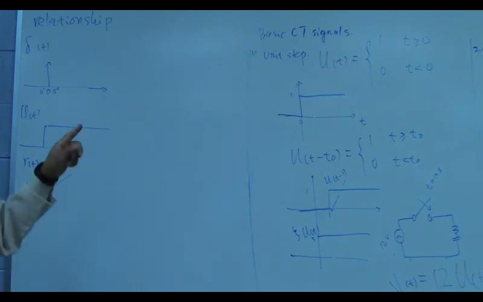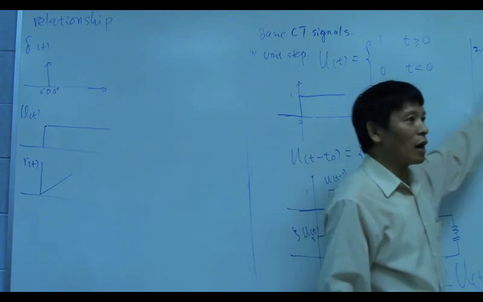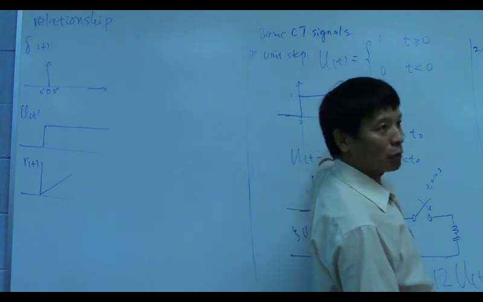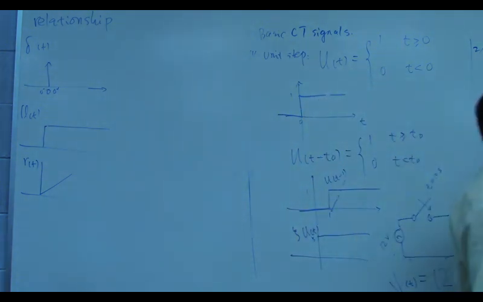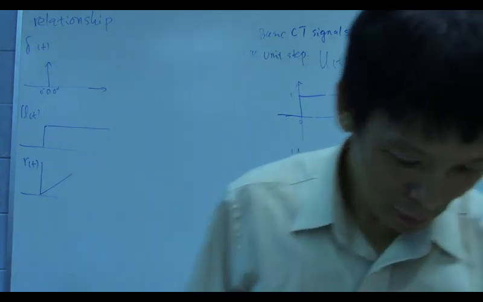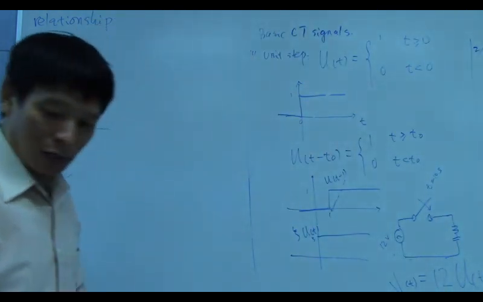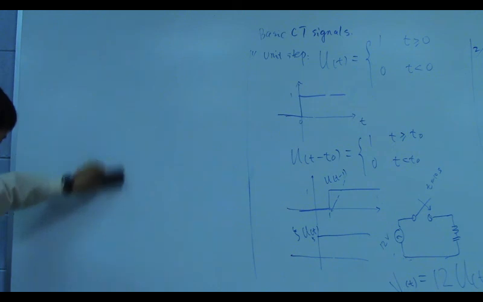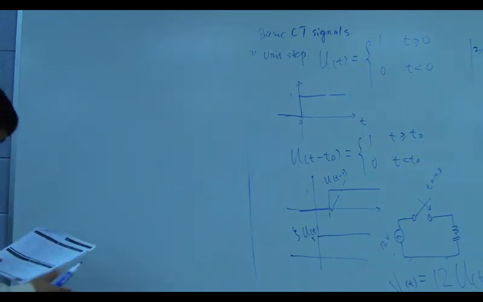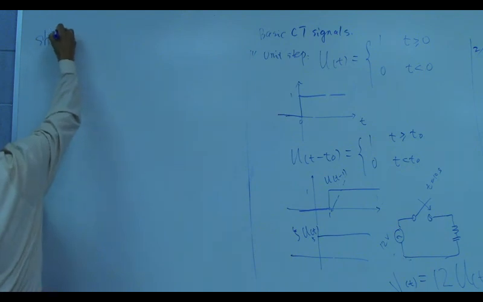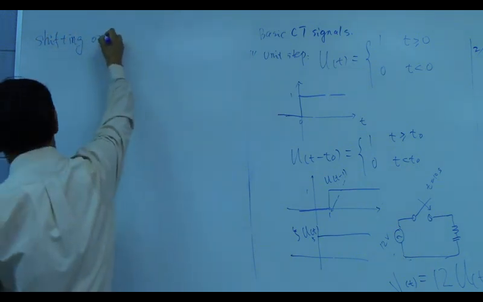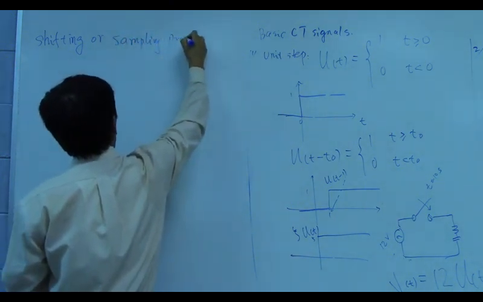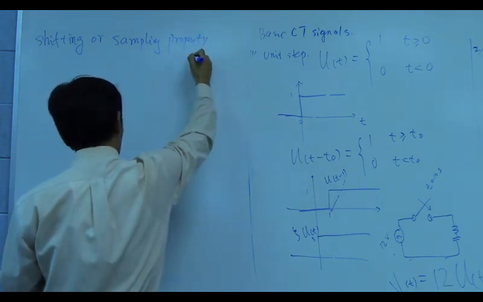Remember I said that the impulse is one of the most important concepts. I didn't say this. It's important, but not the most important. What I said is this impulse. So why is this one very important? Okay? We have a concept. It's called shifting, or it's called the sampling property of impulse.